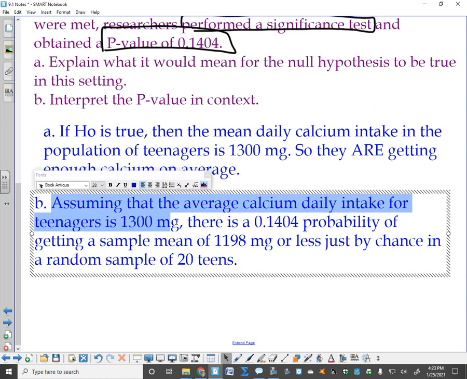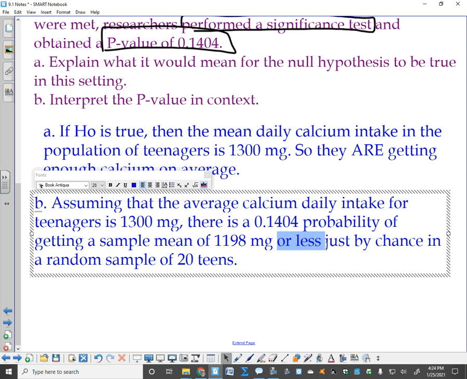Okay, so the first part, we have to assume that H sub O is true. That's step number one. For interpreting a p-value, assume that H sub O is true. Then there is a, whatever your p-value is, probability. You are interpreting the p-value, you need to use the p-value. There is a blank probability of getting a sample mean or a sample proportion, depending on the problem, of whatever you got for that sample mean or the sample proportion.